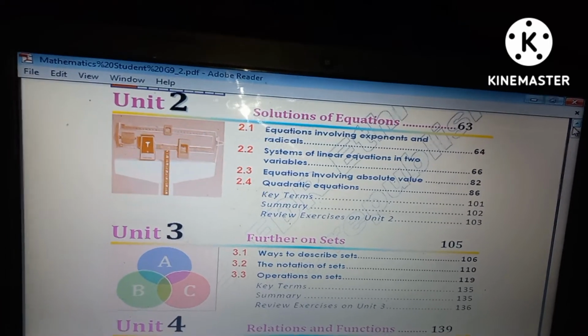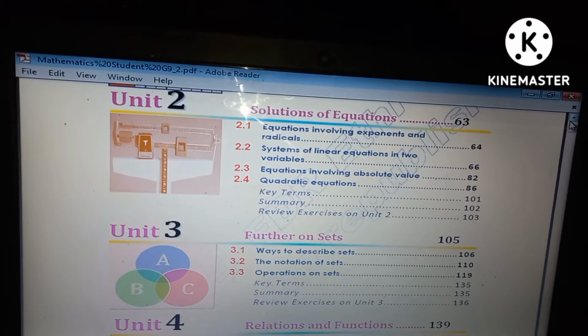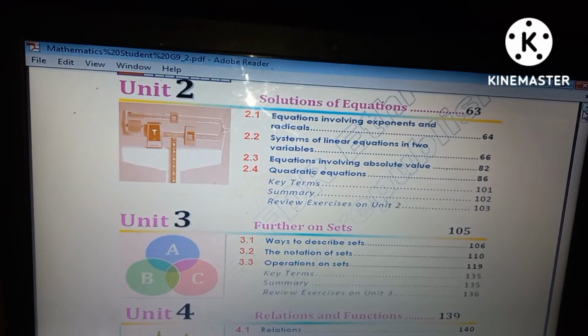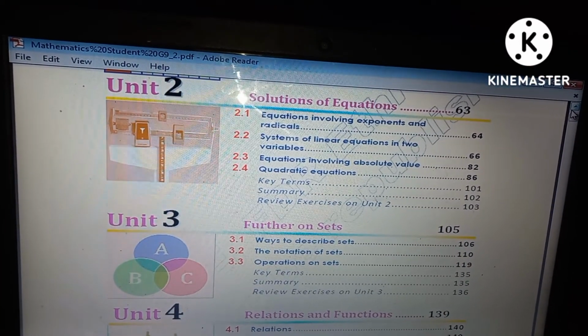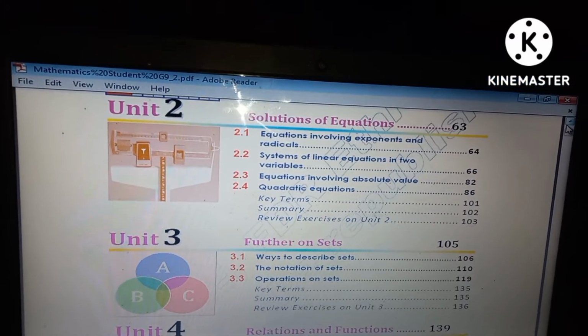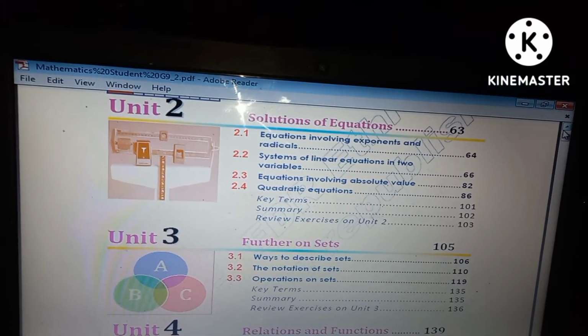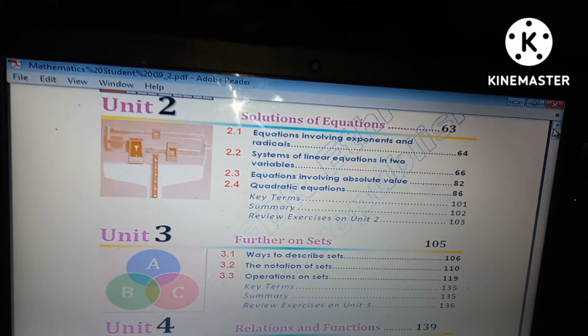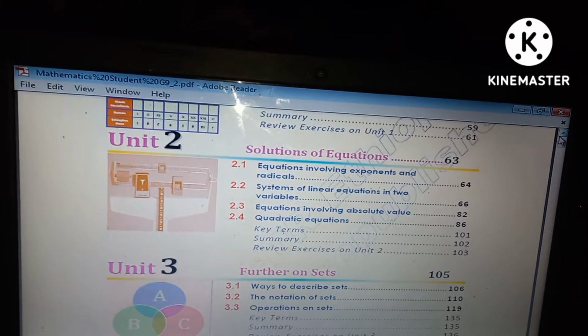In unit 3, further on sets. What is the meaning of a set? The notation of sets, operations on sets, how we operate on sets, and how we can categorize their notation. We will see these together.